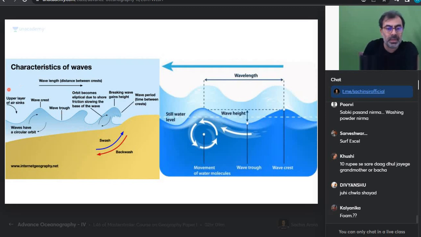हाँ, सो ये वेव है. Everyone can you understand? पहले तो अप डाउन होता है and it also moves in a circular manner. Movement of water molecule about that point. वेव का ट्रफ, वेव का क्रेस्ट, वेव का लेंथ. Is everyone okay? Characteristic of waves.